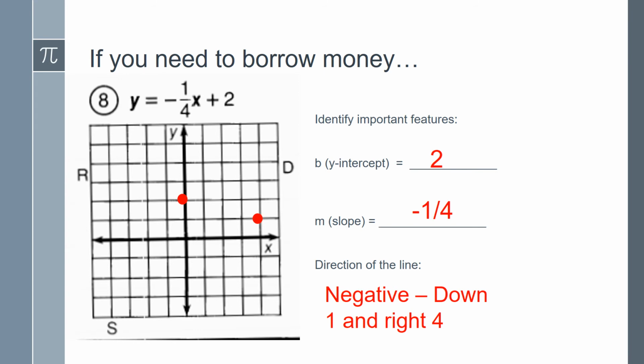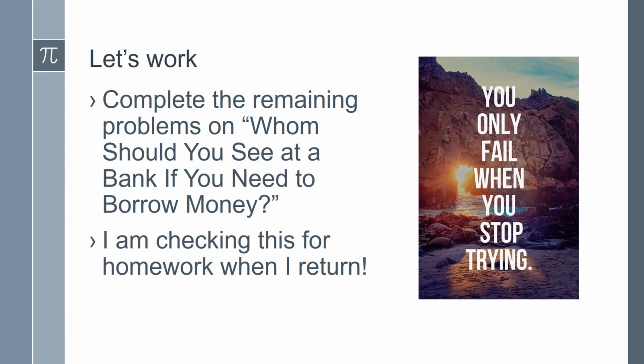Then my slope is -1/4, so I'm going to go down 1 to the right 4. Once again, if I were to go down 1 to the right 4 again, I'd be off the graph. So what can I do? I can go up 1 and left 4. And you see I'm still on that line.